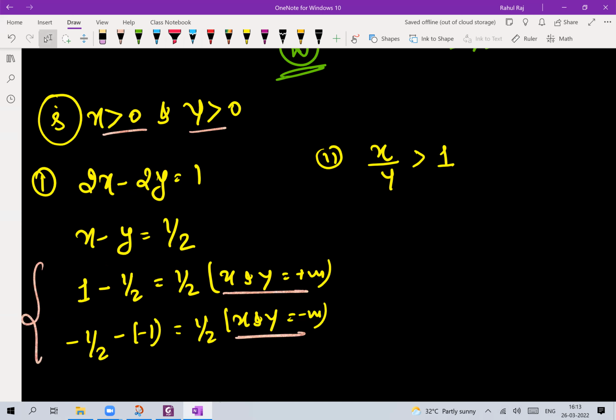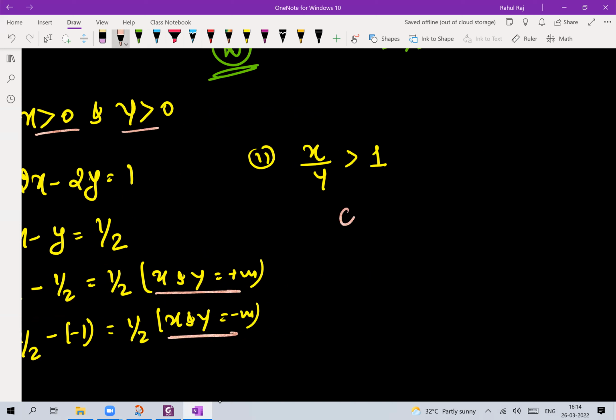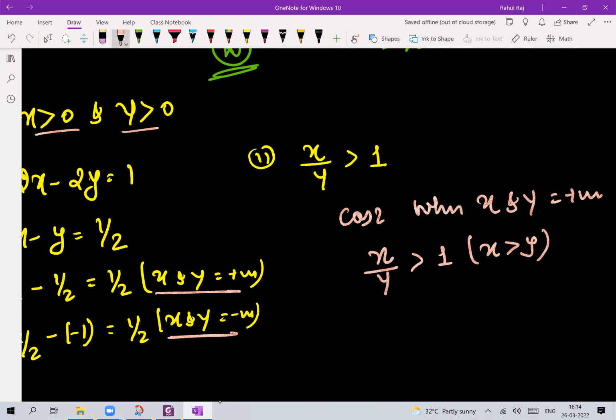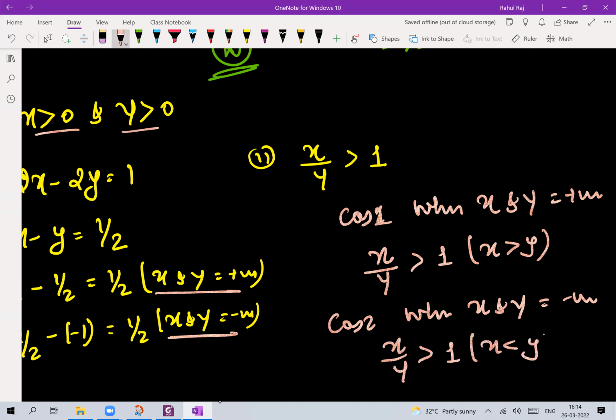X over Y greater than 1. What does this mean? For example, a fraction is greater than 1. You will have two situations. Case 1, when X and Y are positive. For a fraction X over Y to be greater than 1, X should be greater than Y. This is case 1. And case 2 is what? When X and Y both are negative. For a fraction X over Y to be greater than 1, X should be less than Y.